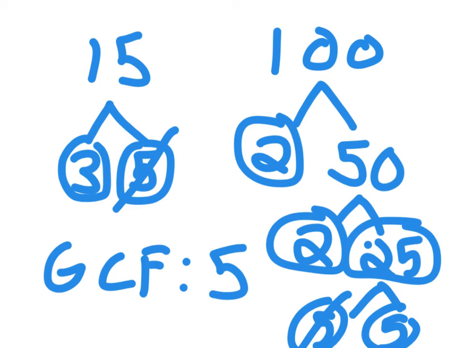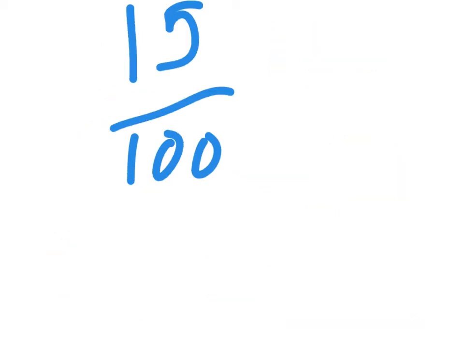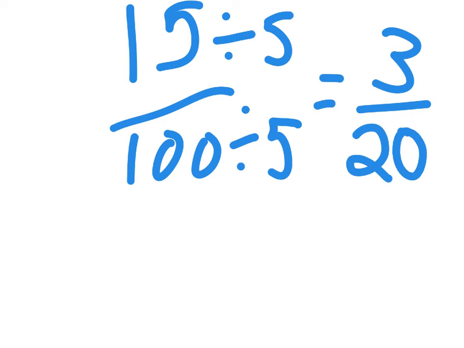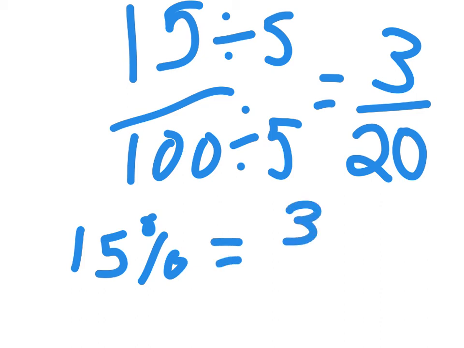All right. So now I'm going to go back and divide to show 15 over 100 in simplest terms. We've got our 15 over 100 and we're dividing by 5. 15 divided by 5 is 3, and 100 divided by 5 is 20. So 15% converted to a fraction in simplest terms is 3 over 20.